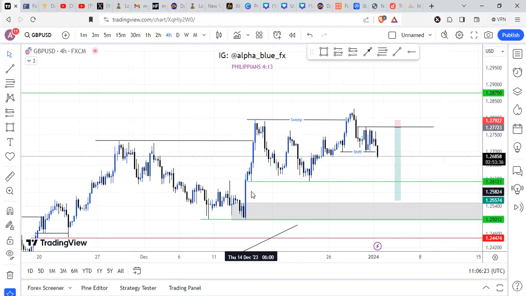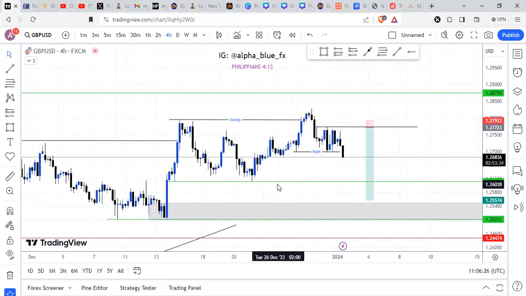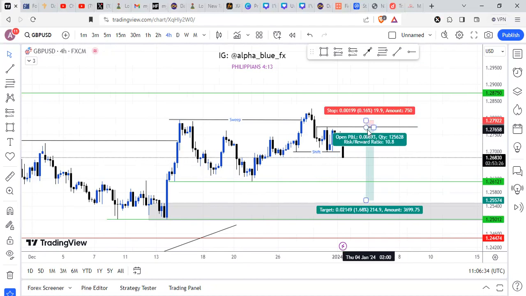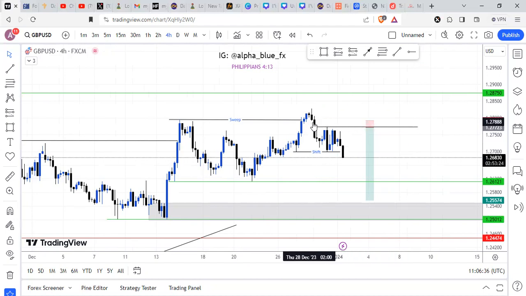We have imbalance here. So right now, what I'm waiting for is for price to come back to this high, take out this liquidity that I've drawn here, and then taps into this supply zone here. This is the supply that created the change of character, right? This is the supply that created the shift in market structure. So once price comes back here, this is where you begin to look for your entry. This point right here. This is where I will begin to look for my entry.